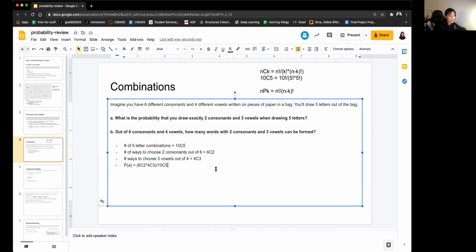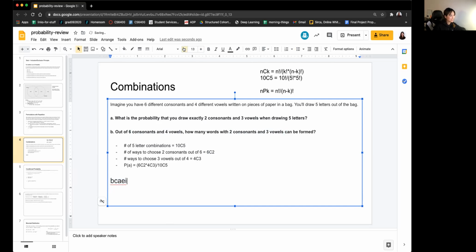So the one that's a little bit trickier, I think, is the second part. Out of 6 consonants and 4 vowels, how many words with 2 consonants and 3 vowels can be formed? All right, so this is the first part. Let's just assume we have the letters B, C, A, E, and I. So this is one combination of letters.